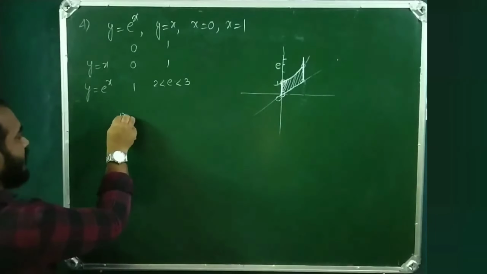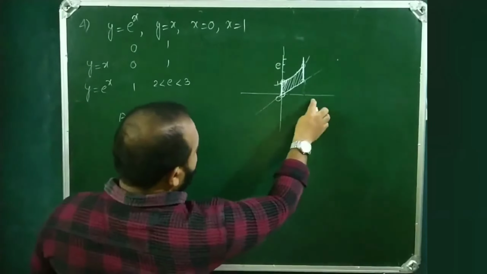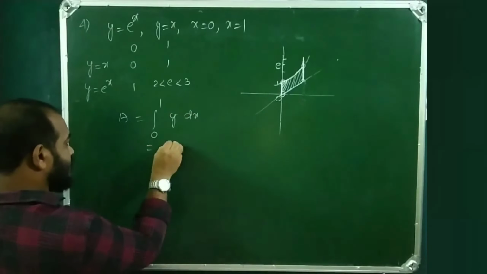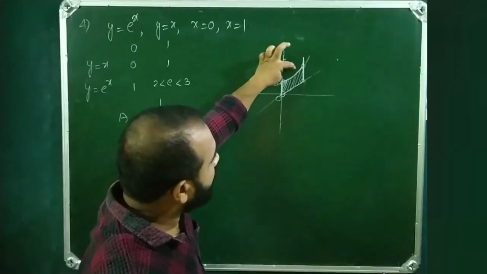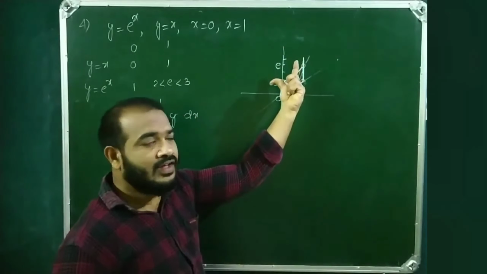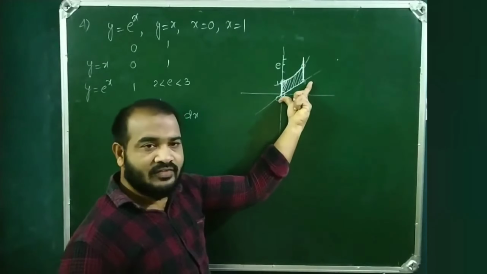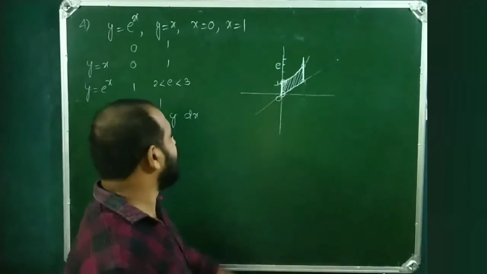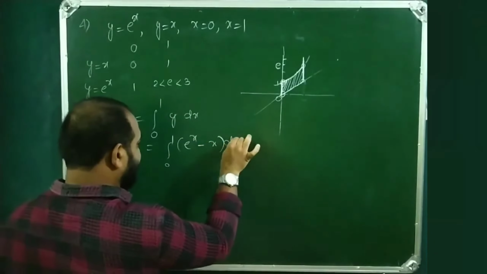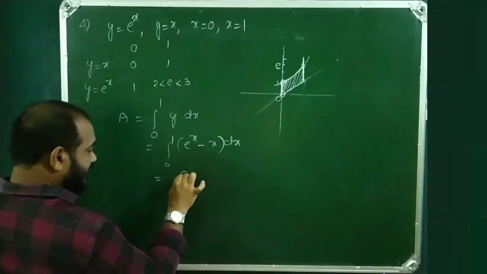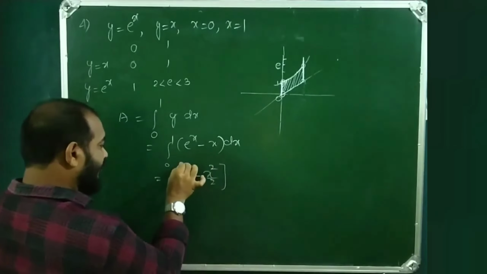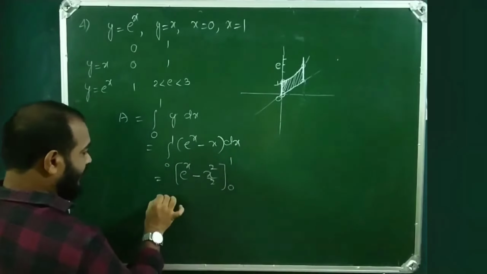So area A is equals to integral between 0 and 1 of y dx. So 0 to 1, here there are two curves. One is e power x curve, that is a dominating curve, the upper curve, and below this is y is equals to x, the line. So integral of e power x minus x dx. Integral e power x dx is e power x, minus integral x dx is x square by 2. Since the process of integration is over, 0 to 1 limits are to be written here.